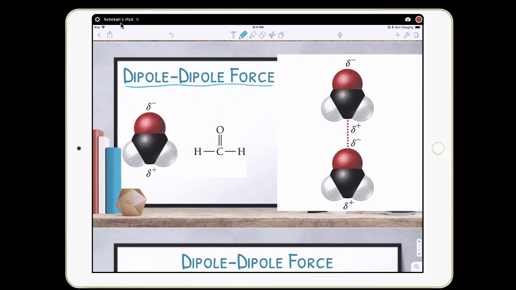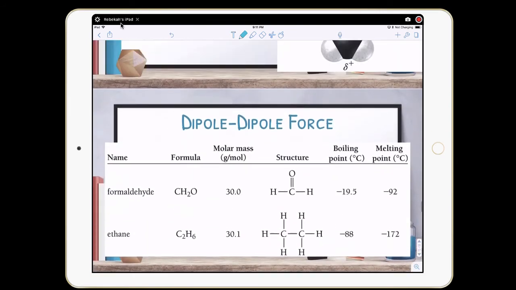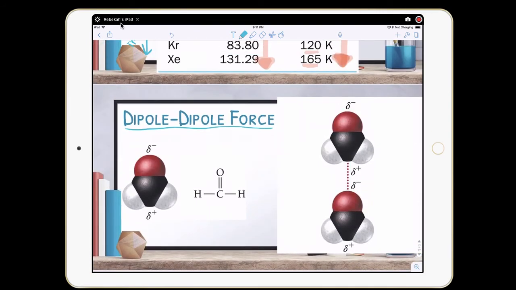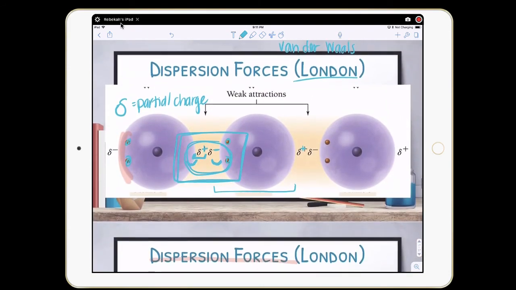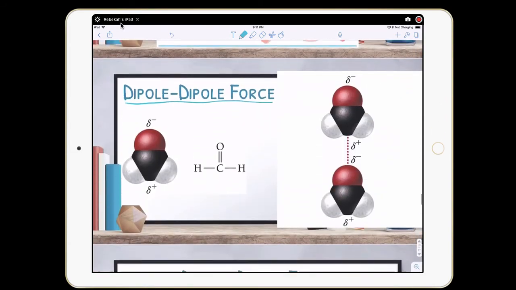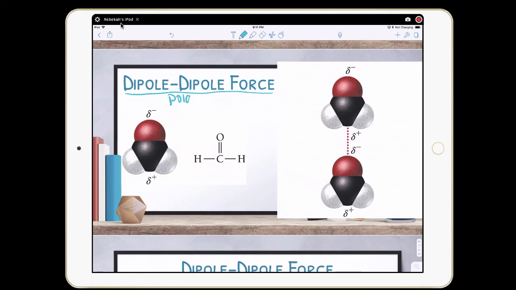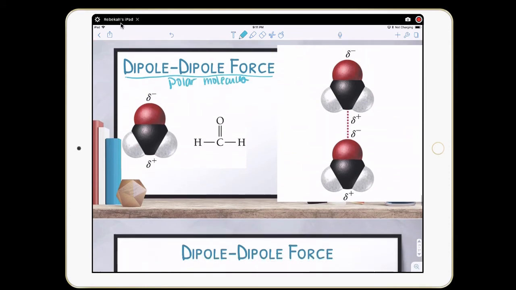Dipole-dipole force means you have to have a polar molecule. So here, London dispersion can be with an atom or molecules that are non-polar. Okay, as soon as you have polarity, all polar molecules have dipole-dipole forces.